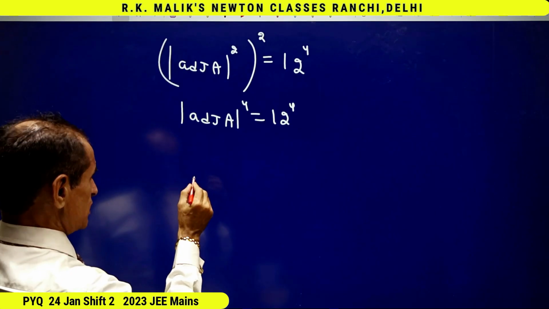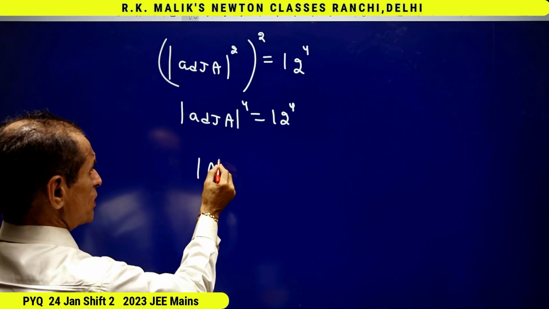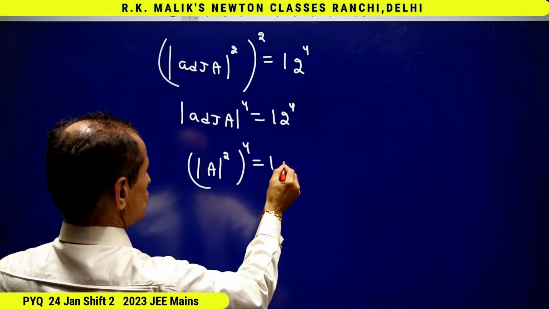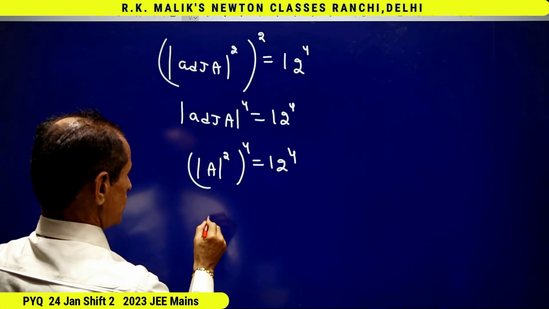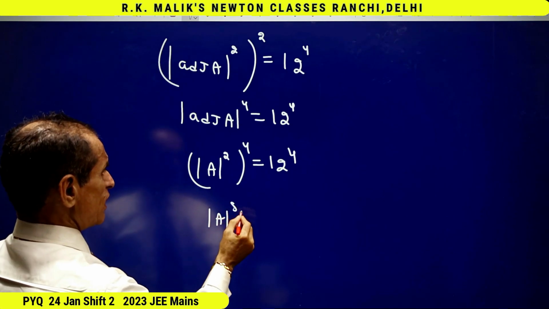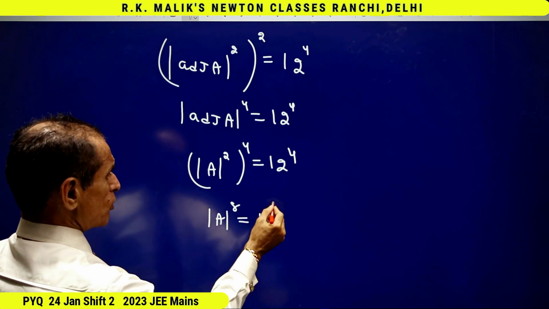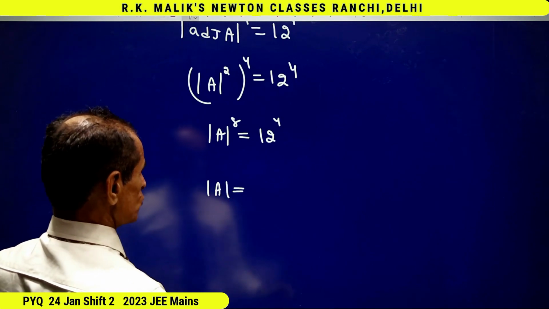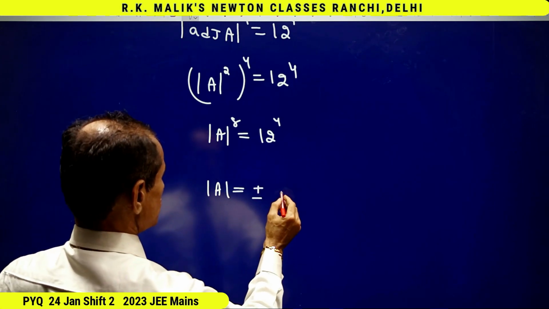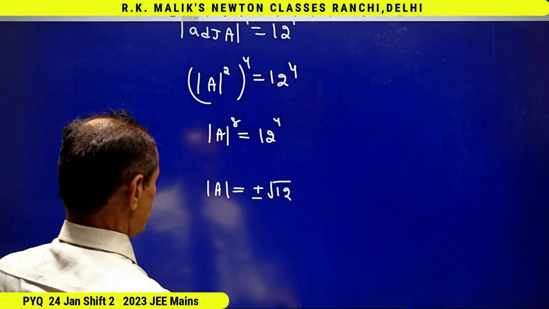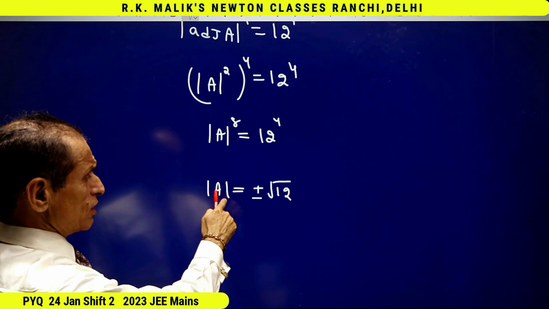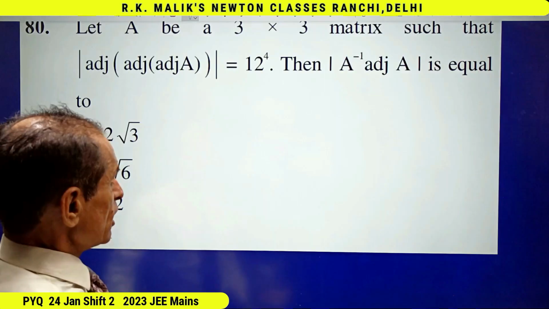Similarly, again using the same formula, determinant A to the power 2 whole to the power 4 is 12 to the power 4. Determinant A to the power 8 is 12 to the power 4. That is, determinant A is equal to plus minus under root 12. Note that this is not modulus. This bar is denoting determinant.